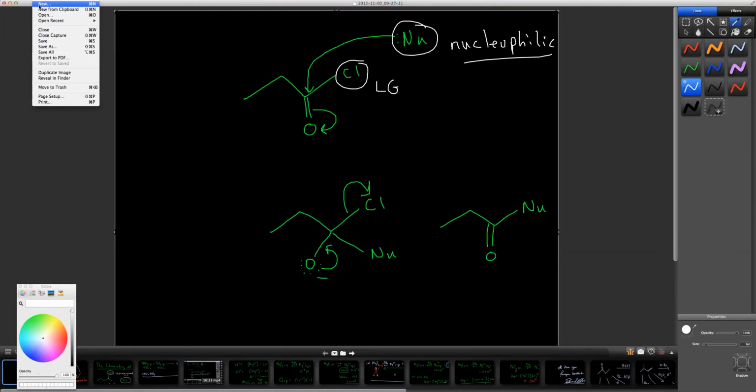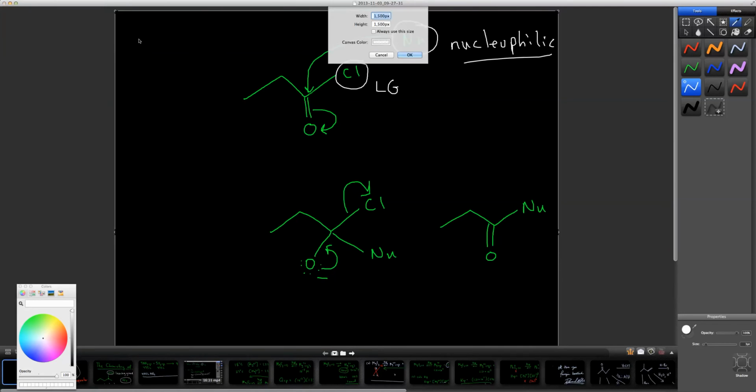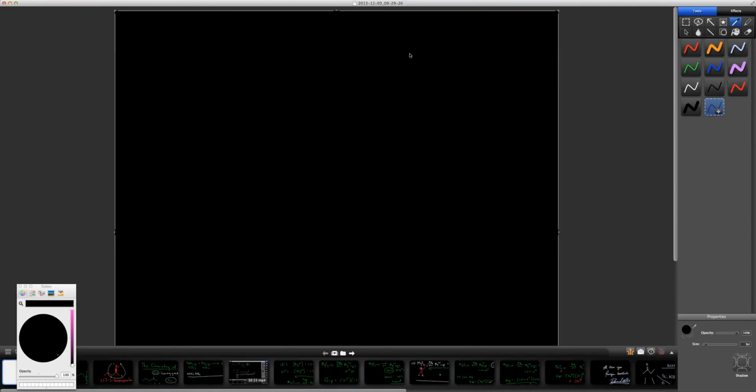So let's take a look at one of the other logical possibilities. And I would like to begin with the logical possibility in which everything occurs at one time. So I'm going to start with a specific example. And I'm going to use the example of S-2-bromopentane.